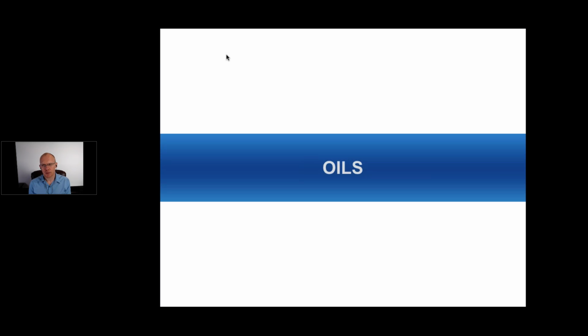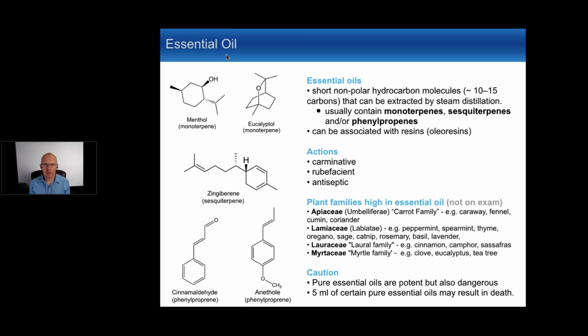Now, another type of nonpolar substance are oils. So we talked about the essential oils already. I'm going to go into a little bit more detail quickly on it. These are very small molecules that are typically about 10 to 15 carbons in length, and you obtain them through steam distillation. So you apply heat, you blow steam through a mixture, and the substances that evaporate off are the essential oils that you then later separate from the water that comes off with it. These will contain monoterpenes, sesquiterpenes, a few diterpenes, and also phenylpropenes. Those will all be discussed later on.